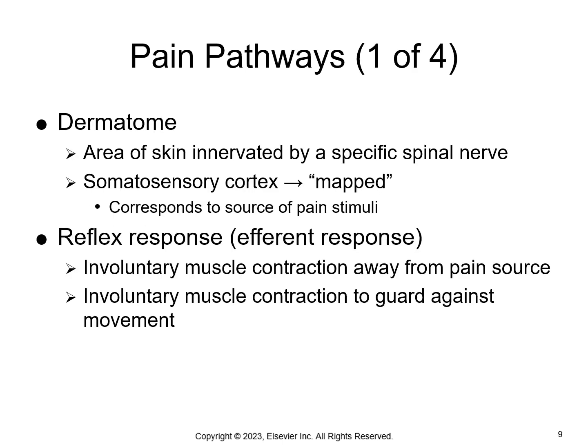Each spinal nerve conducts impulses from a specific area of the skin called a dermatome. The somatosensory cortex is mapped to correspond to areas of the body so the brain can interpret the source of pain. Dermatomes can be used to test for areas of sensory loss or pain sensation and determine the site of damage after a spinal cord injury.